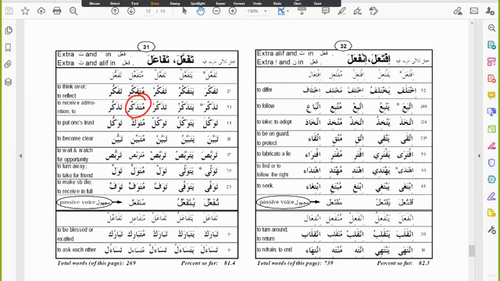All right, now let's continue. Mutadhakkir, the person. Tadhakkur is the actual noun of the verb, the masdar, in where we're talking about remembrance. All right, let's move on.